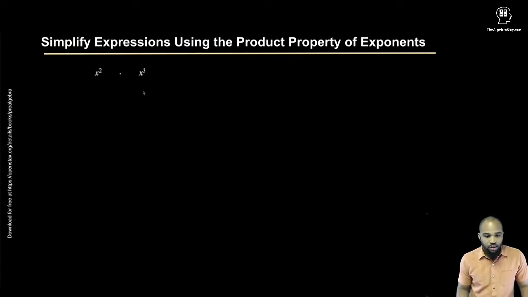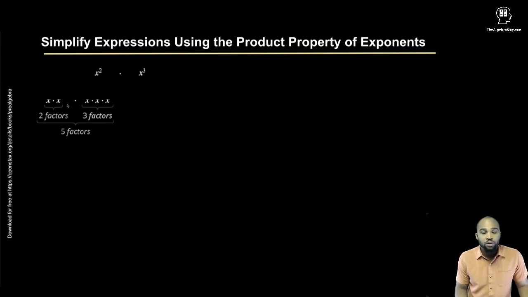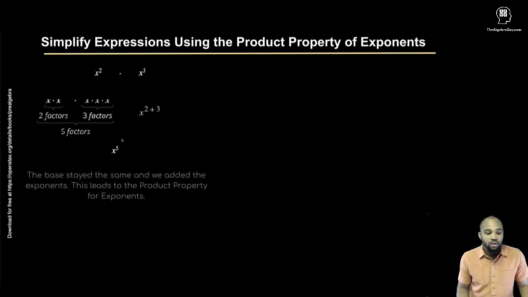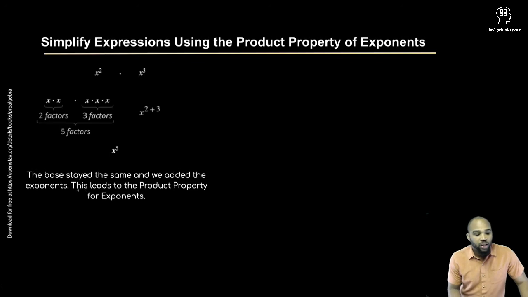Well, let's look at it. x squared times x cubed is the same thing as writing x times x times x times x times x. Here you have two factors and three factors. If you smushed all these together, don't you just have 5 factors? So we could have written it x to the 2 plus 3, because we're really just talking about a total of 5 of these. We have 2 here and 3 there. So really just x to the 5th. The base stayed the same and we added the exponents.